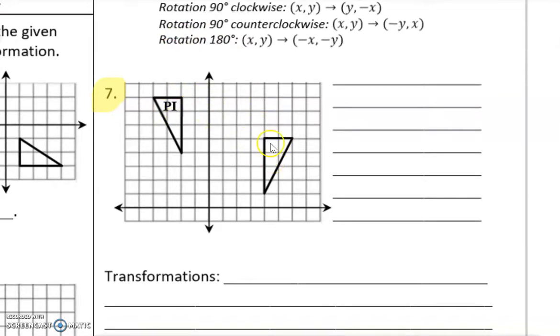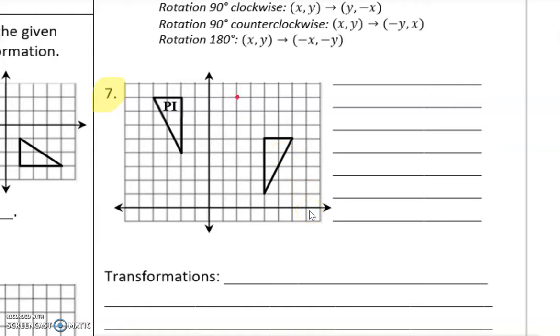So what do you guys think? In order to get it to be the same exact direction, what kind of transformation needs to happen? Pause the video if you need to. Hopefully you're thinking a reflection across the y-axis. If I reflected this figure across the y-axis over here, I think it's going to be facing the same direction. It's going to be orientated correctly. So let's go ahead and reflect this.